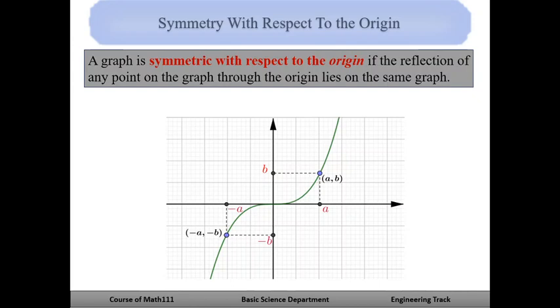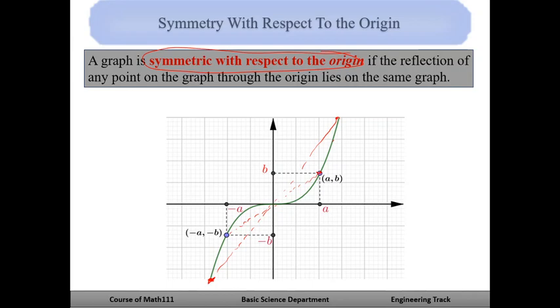Now, with respect to the origin, it's this. Again, you can use this idea. I mean, if the reflection of a point with respect to the origin is here, let's say, if it is on the graph again, and if this is true for all points, so take a point and look at here, its reflection is also on the graph. We say the graph is symmetric with respect to the origin.